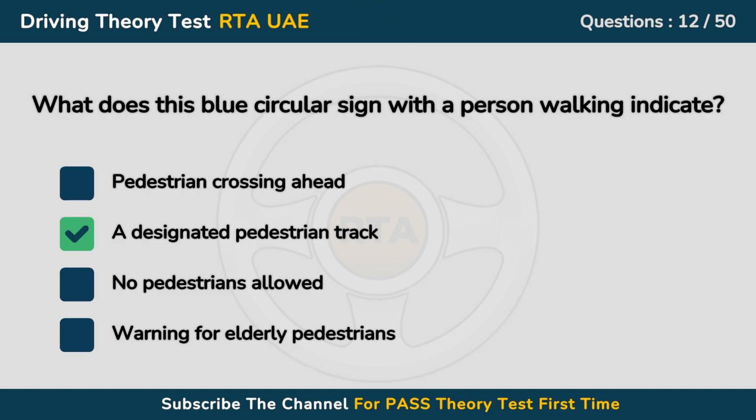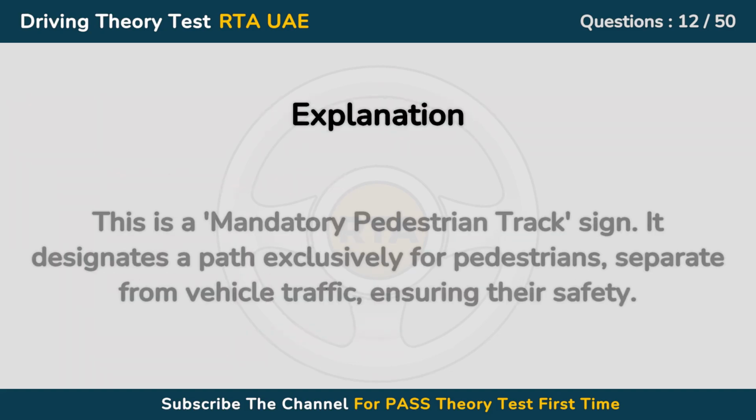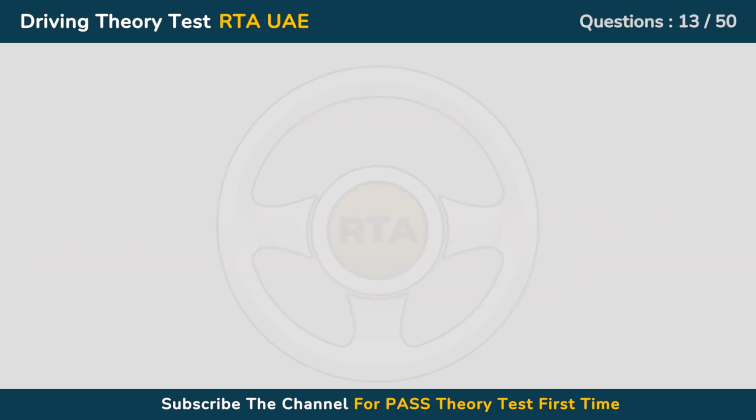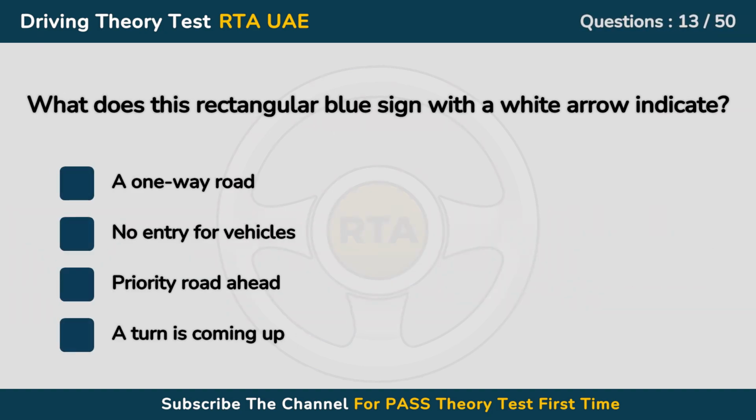Answer is B. A pedestrian track. This is a mandatory pedestrian track sign. It designates a path exclusively for pedestrians, separate from vehicle traffic, ensuring their safety. Question 13. What does this rectangular blue sign with a white arrow indicate?